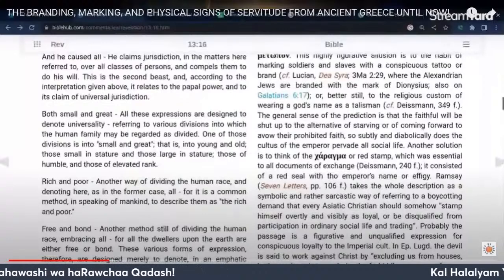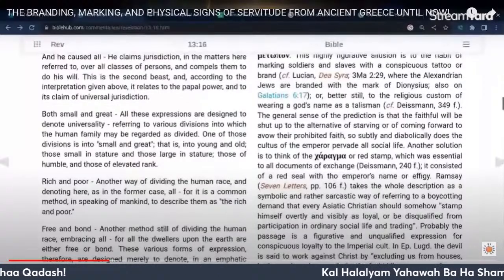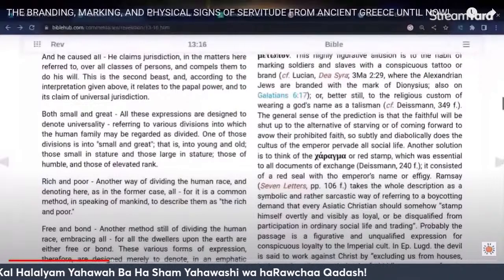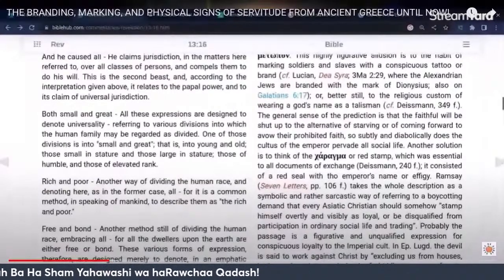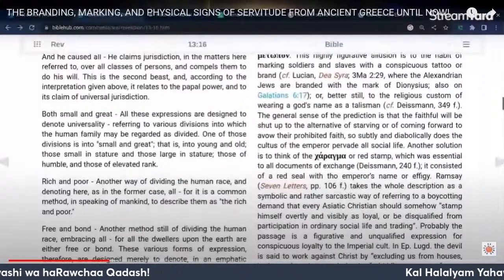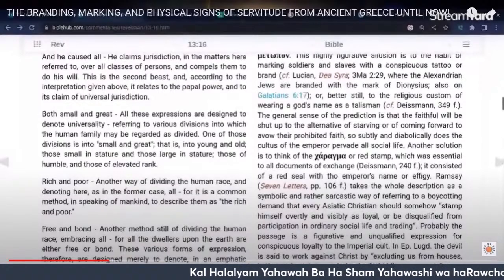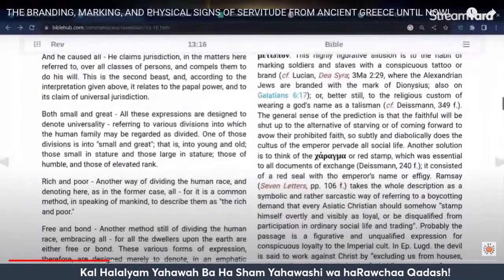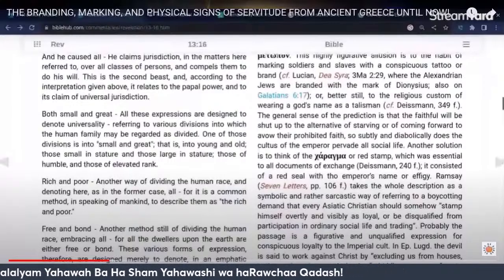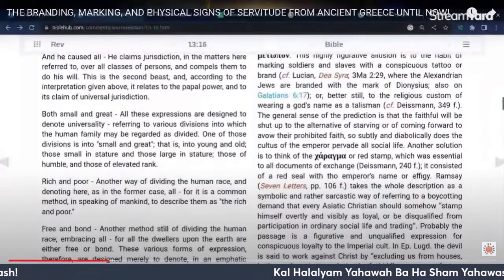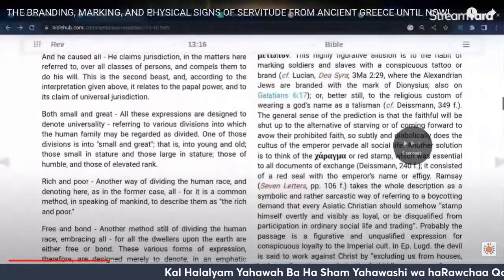And that's going to be a cult. Talk about a cult, man. These people are going to have to vow to Satan by taking a mark, forced into it because the alternative would have been starving. You're going to be forced into the cult of Satan, man. Rich and poor, free and bond, small and great, all. Yeah, man, it's coming. So it's all about attacking your social life.